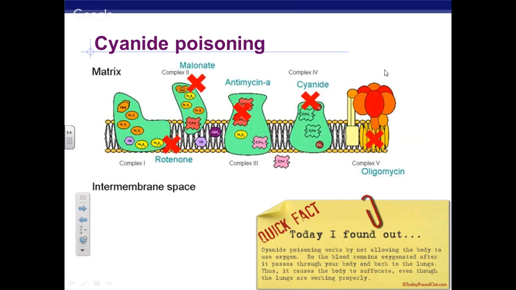Yes. So with the backing up of the ETC, if you don't have oxygen, why doesn't it just go straight into fermentation? The only cells in your body that undergo lactic acid fermentation are your skeletal muscle cells. Right. And even then, they won't make enough to last very long.